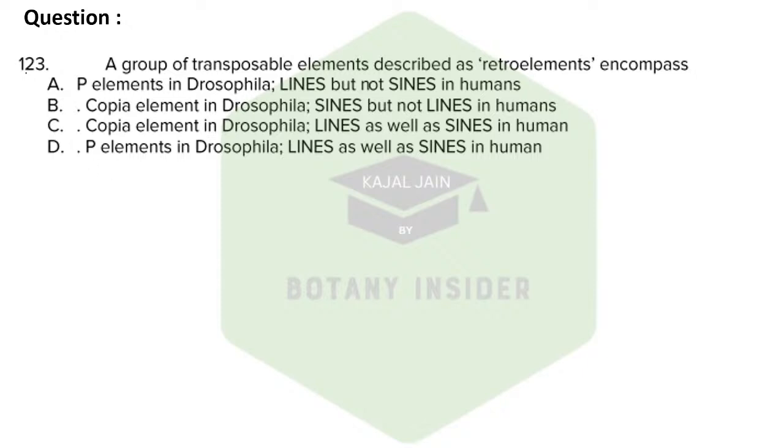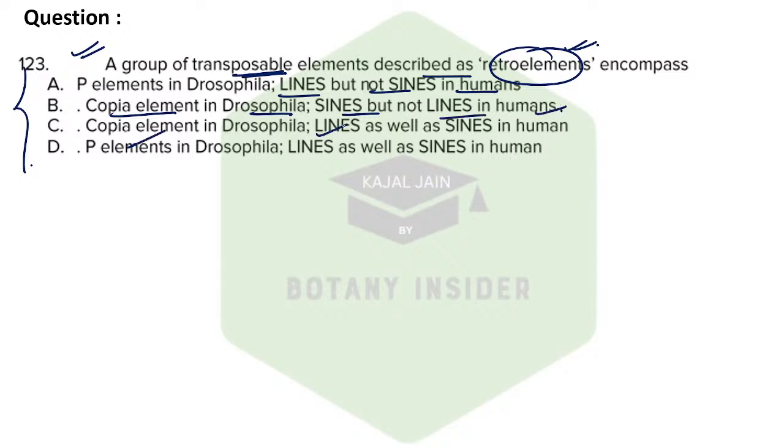See, this was one more question that was asked. A group of transposable elements described as retrotransposons encompasses which of the following? First one, P element in Drosophila. Second is LINE but not SINE in humans. Third, you have Copia element in Drosophila, SINE but not LINE in humans. Then you have Copia element in Drosophila, LINE as well as SINE in humans. And last, you have the P element in Drosophila and LINE and SINE, both of these in humans.